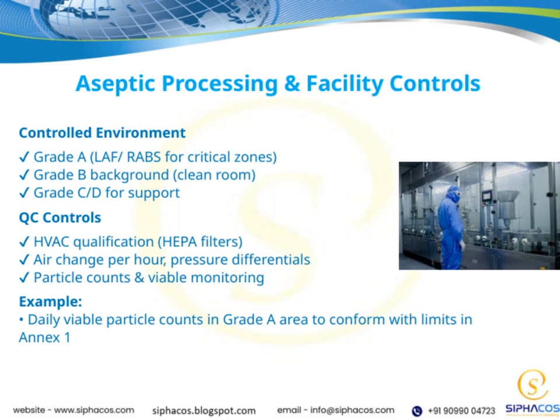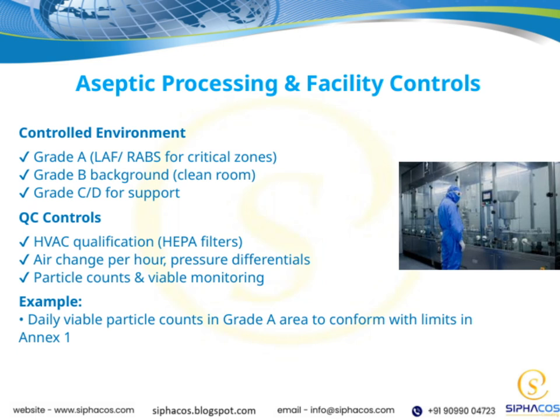Then, for support areas, we typically have Grade C or D spaces, which are less critical but still maintained to prevent contamination. Moving on to QC controls, quality control is integral to ensuring our environment remains within specified limits. HVAC qualification plays a key role here, especially the HEPA filters that are used to trap airborne particles.